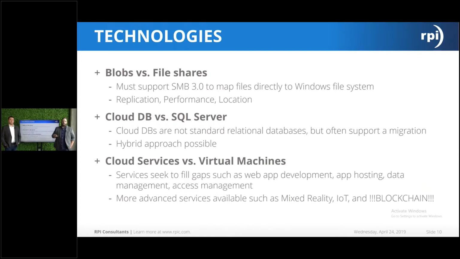Whichever it is, if you want to map it to a Windows file system, like a mapped drive, map your Z drive out to an Azure file share, it must support a technology called SMB 3.0. On top of that, there are a number of options, whether you're using blobs or file shares. The three main pieces are going to be your replication, your performance, and your location. This is generally one of the easier first steps into cloud if you're trying to migrate that direction.